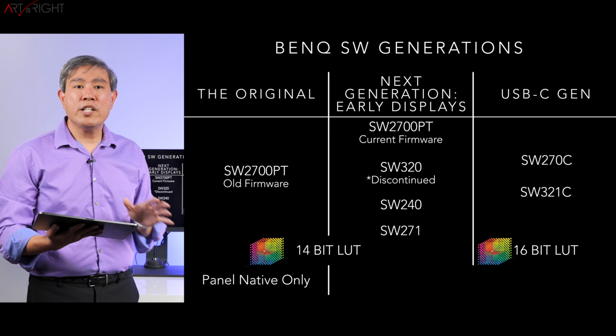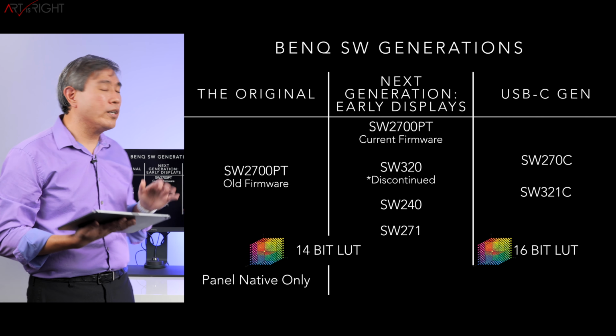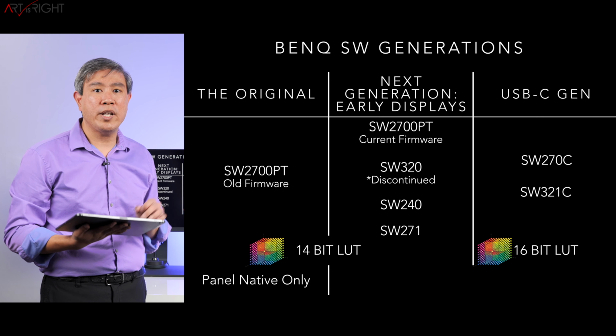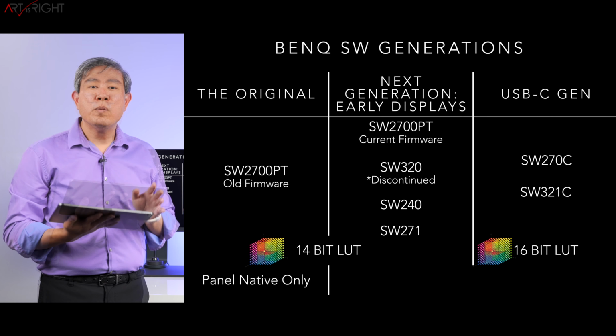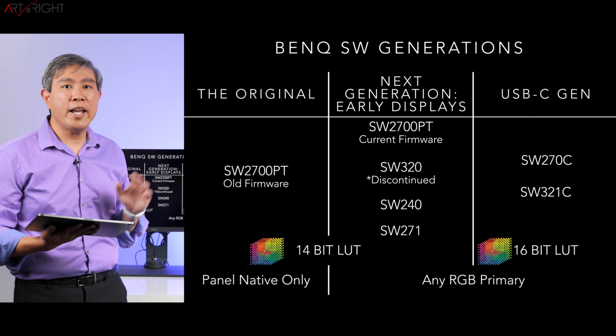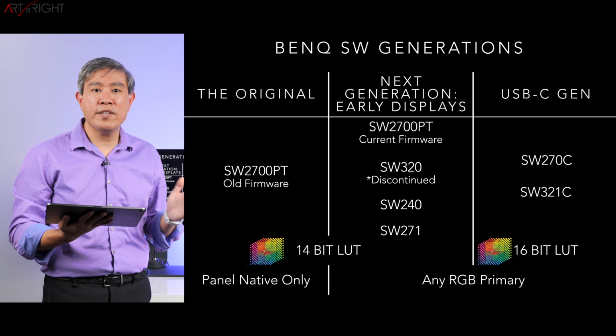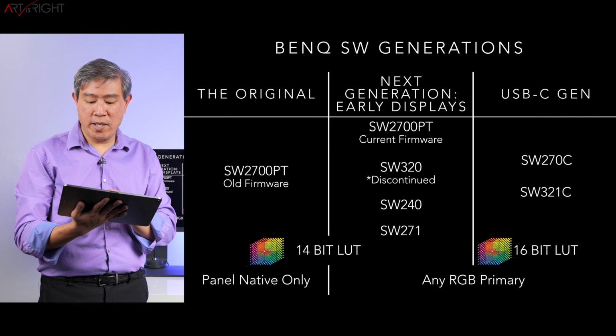The other thing that we need to remember is that the original SW2700PT with the old firmware can only be calibrated using panel native as the RGB primary. Moving on to the next generation and the USB-C generation, you can calibrate that with any RGB primary and it will work just fine. So you can use panel native, Adobe RGB, sRGB, Rec 709, just to name a few.